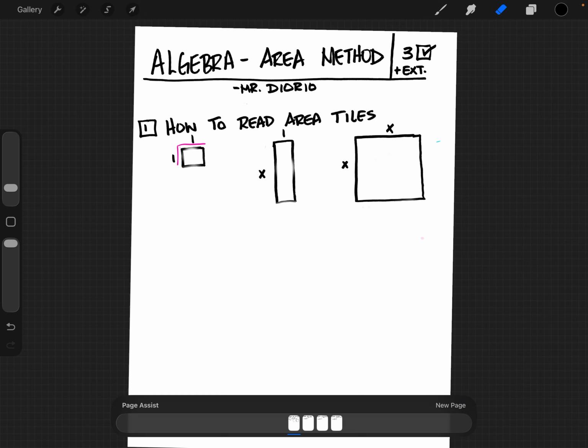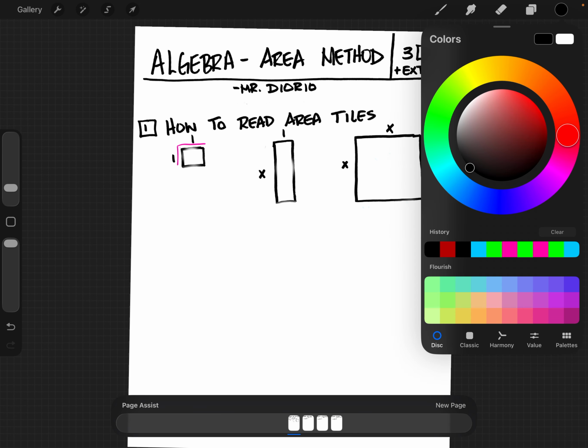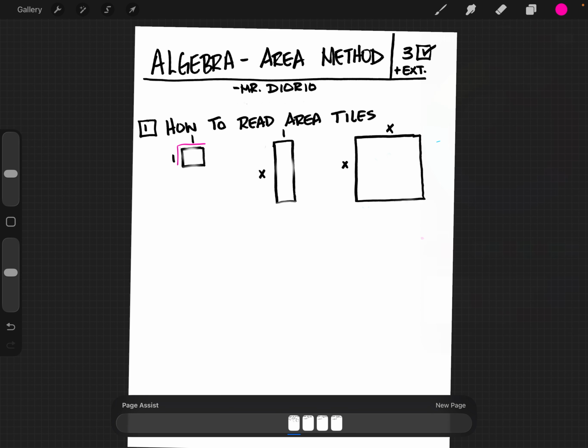Before we get started, how many of us have used algebra tiles before? If not, that's all right, because that's what we're going to be doing today. The first thing is, how do we read algebra tiles?